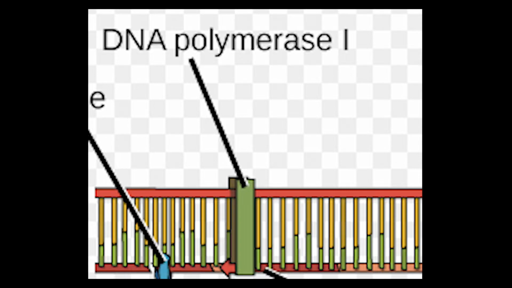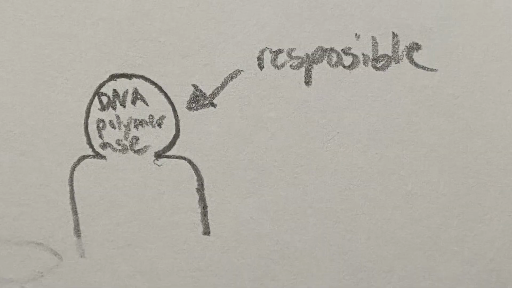Number 4, DNA polymerase. These are enzymes that create DNA molecules by assembling nucleotides. But what if there's a mistake in the replication of DNA? Those cause cancer. But what enzyme is in charge of fixing those mistakes? The DNA polymerase enzyme.